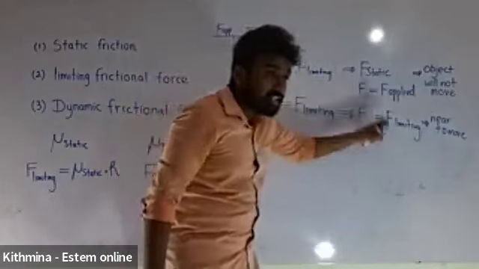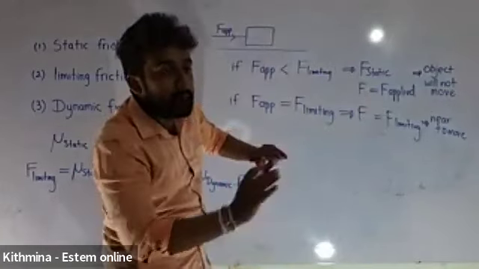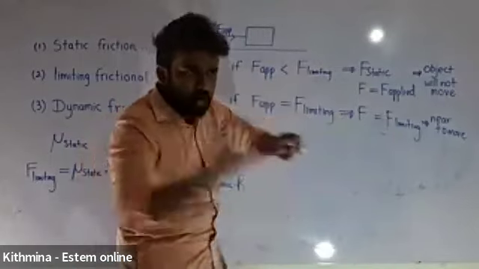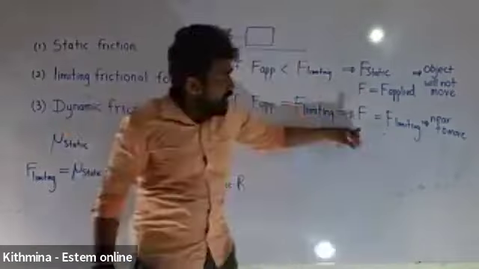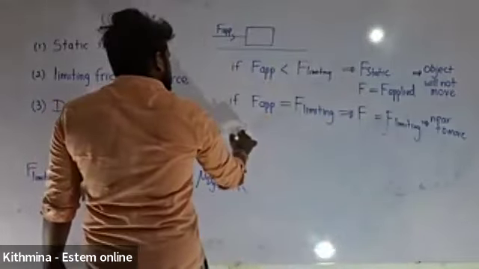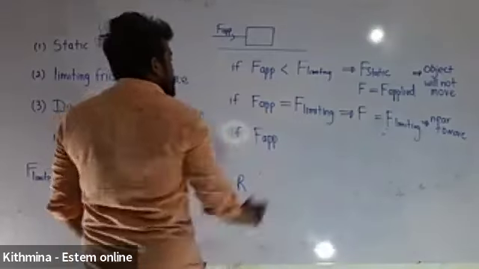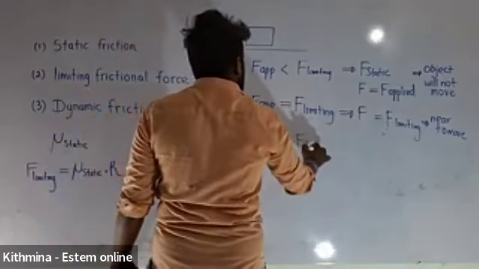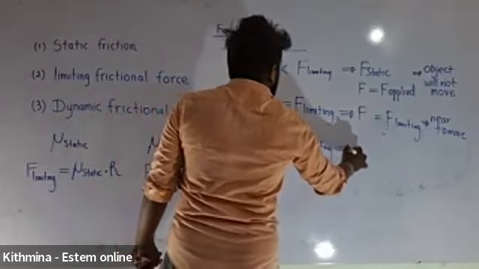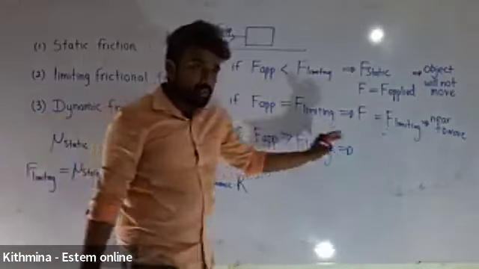And this is the maximum frictional force that can act on the object by the surface. Okay, this is the maximum frictional force. There is no frictional force above this. Third one, if the applied force is greater than this F limiting force, definitely the object will move.